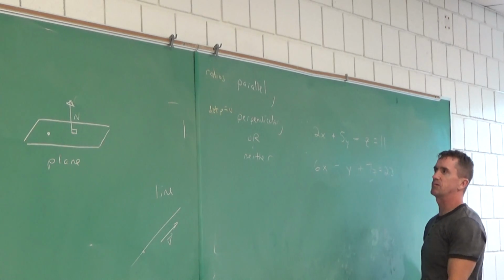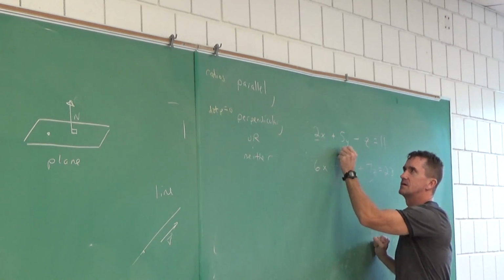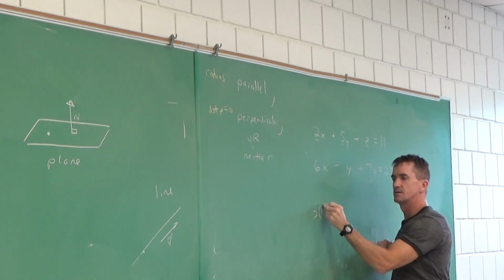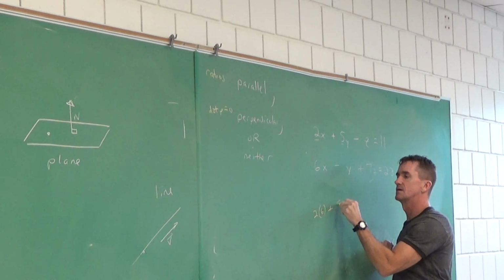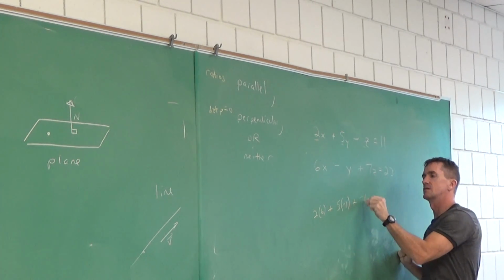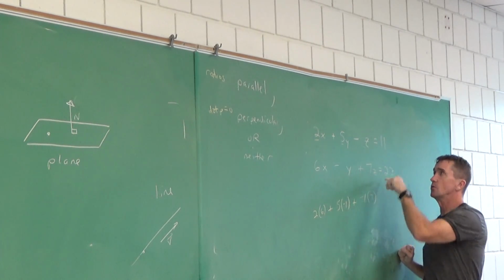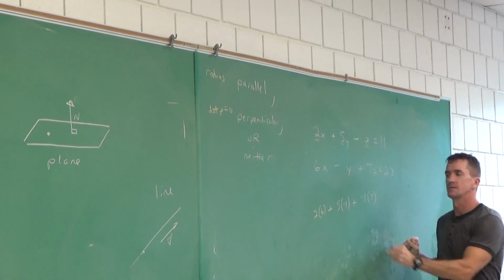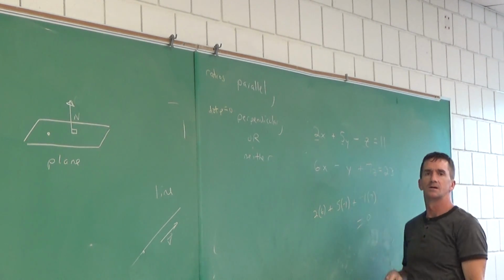Evan, what would be the dot product of the normal vectors? Do you see it? 2 times 6, plus 5 times negative 1, plus negative 1 times 7. And don't do these, remember we said that? What do you get? What's the answer? Perpendicular.